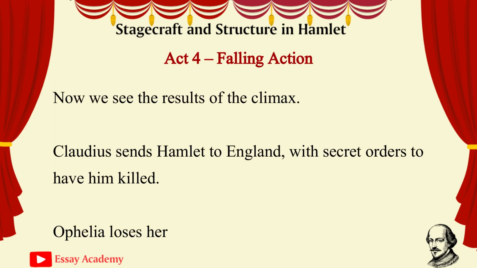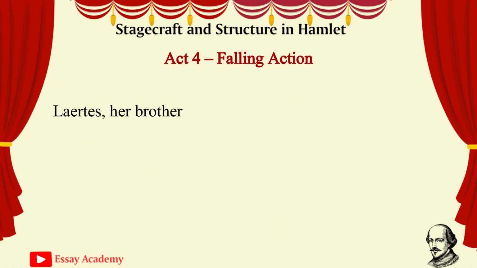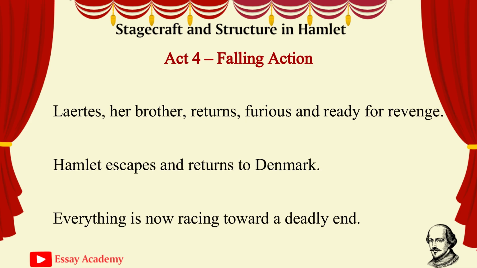Now we see the results of the climax. Claudius sends Hamlet to England with secret orders to have him killed. Ophelia loses her mind from grief and confusion. Laertes, her brother, returns, furious and ready for revenge. Hamlet escapes and returns to Denmark. Everything is now racing toward a deadly end.